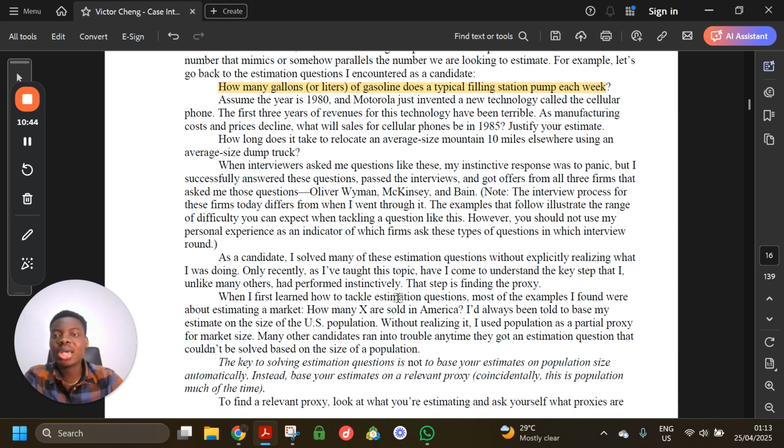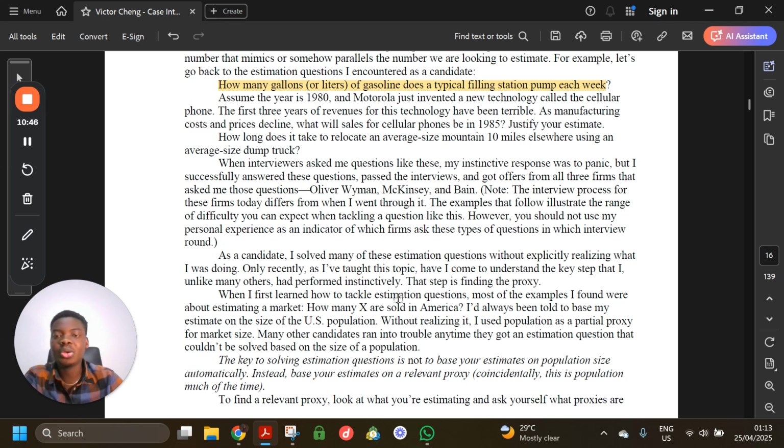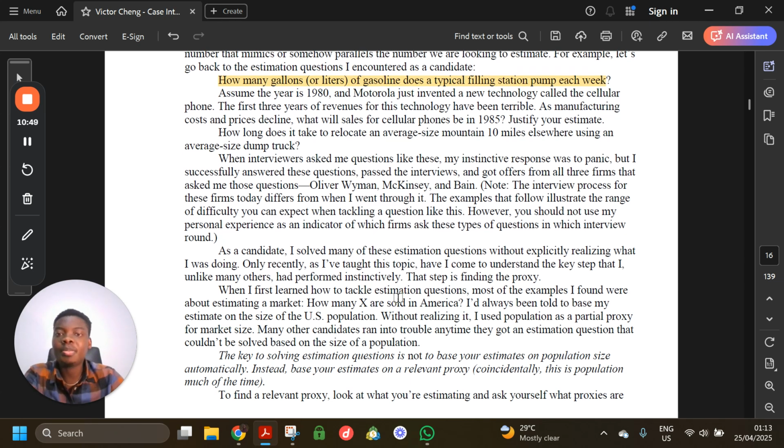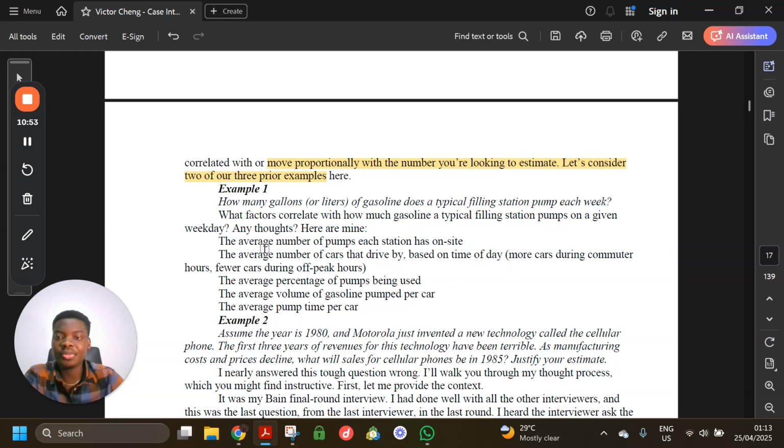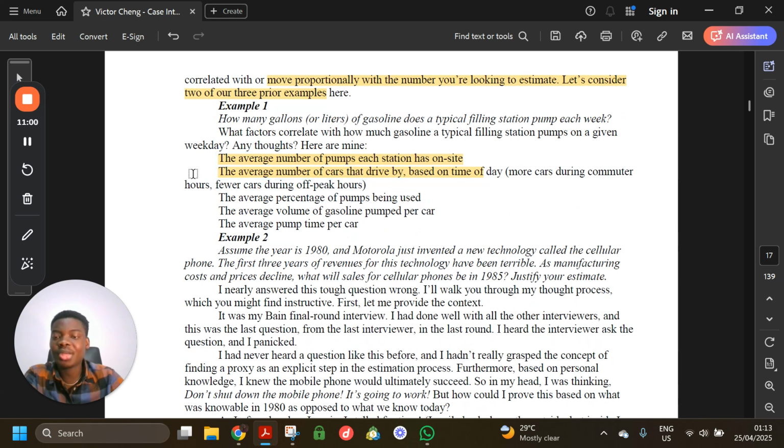And for this, you can think of a proxy, which could be how many pumps there are in a typical station. So, for example, the average number of pumps each station has on site. Or another proxy could be the average number of cars that drive by based on the time of day.